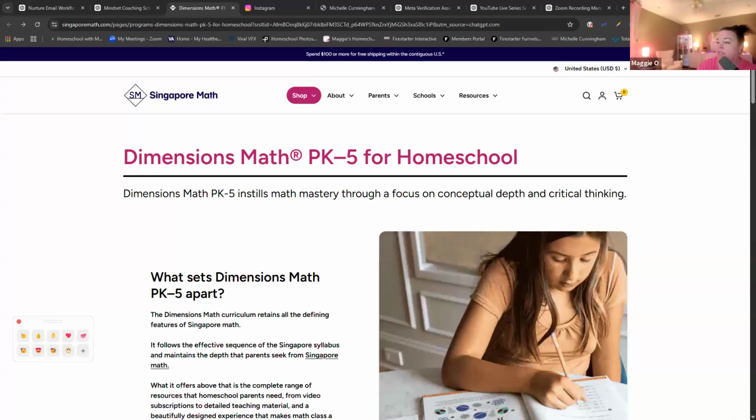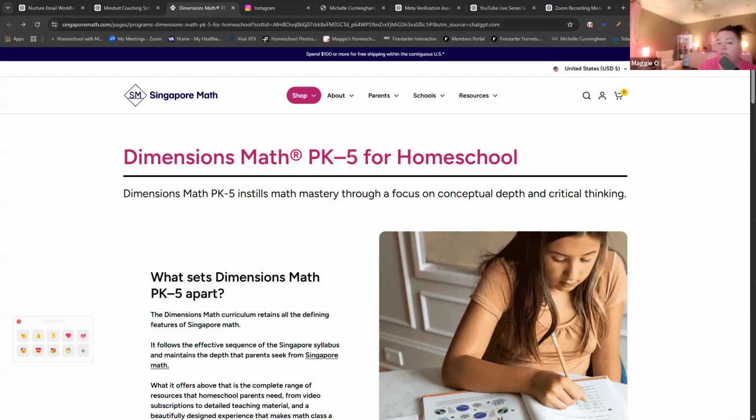And so here we are on the official Singapore Math website, looking specifically at Dimensions Math. The first thing I want parents to understand is that Singapore Math is known for placing a very strong emphasis on mathematical understanding and problem solving. The goal isn't simply for a child to memorize a procedure and get the correct answer. The students are developing an understanding of mathematical relationships and learning different strategies for problem solving.